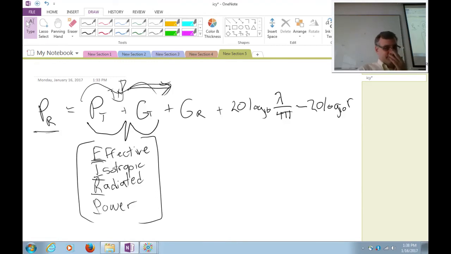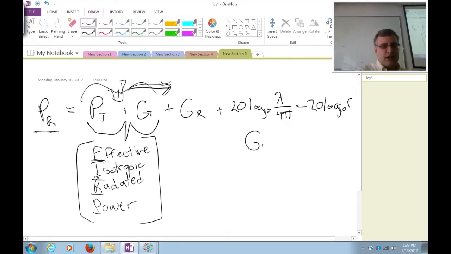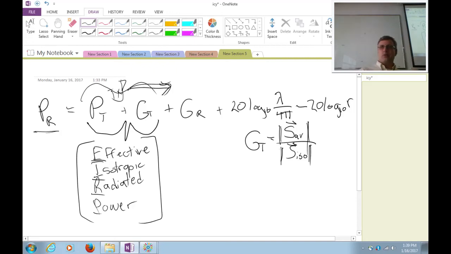Okay. So that's one thing to know. We will be talking about EIRPs in many instances. There's another question. We said that G sub T could be defined as the actual average pointing vector over the isotropic pointing vector, the power ideally distributed over 4 pi steradians. That is a transmitter perspective, right? What about receiver? How do you define gain at a receiver antenna?